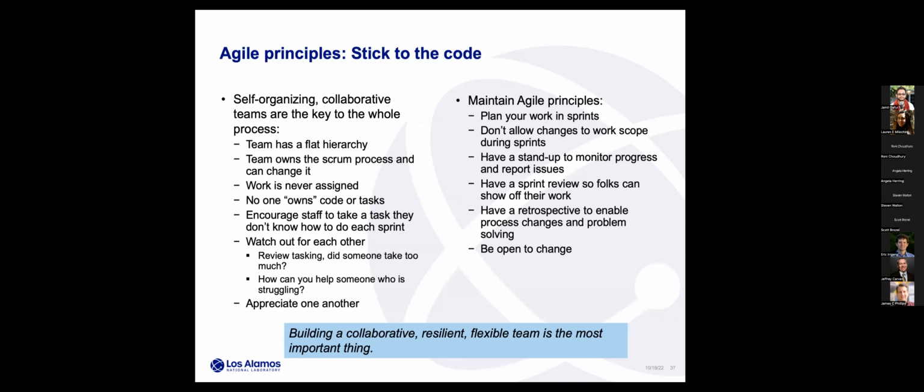So what are the things, if you're modifying the Scrum process, I said that for me, this has evolved over 13 years of working. What is it that guides my thinking when I'm making a change? So the key for me is self-organizing and collaborative teams with a flat hierarchy, and the team gets to manage the process. Work is never assigned, and people don't own code. That is a big deal.